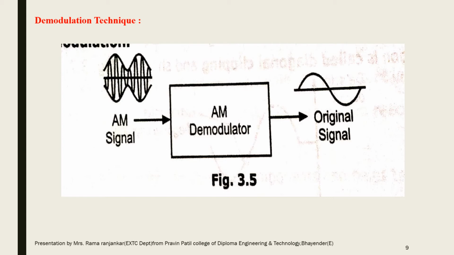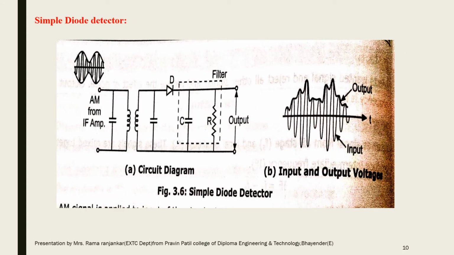So by using another local oscillator frequency, both the signal frequencies, the AM signal and local oscillator frequency, are superimposed with each other, by which it reduces the high frequency contents and extracts the low frequency contents, the low frequency signal, and passes the original signal towards the output side.